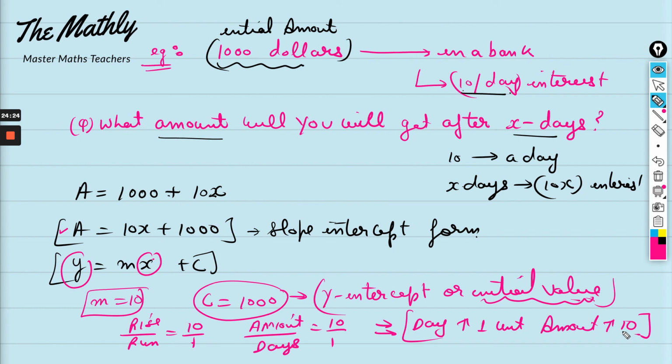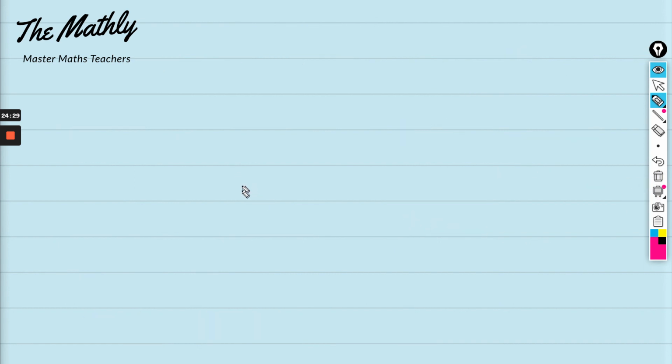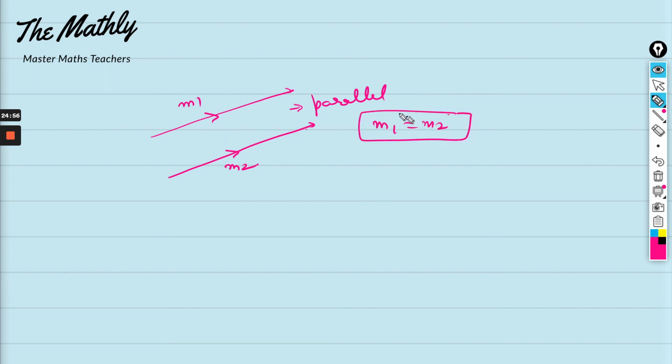Things are clear? Great. Now, the last concept we need to understand about slopes of lines. Please be very careful. These two concepts will be heavily asked in your SAT exam. Let's suppose we have two parallel lines, L1 and L2, and we are given the slopes. If the two lines are parallel, their slopes are always equal.